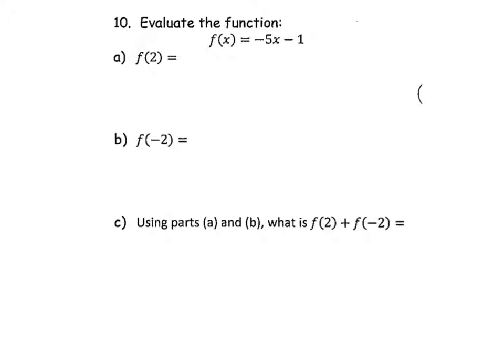Number 10, evaluate the function. What's the first thing I'm going to do? What do I like to do when I'm evaluating functions? Put parentheses around x. That way I don't get confused about where I'm plugging in my numbers. Okay. So the first number we're going to plug in is what? 2. So negative 5, parentheses 2, minus 1.